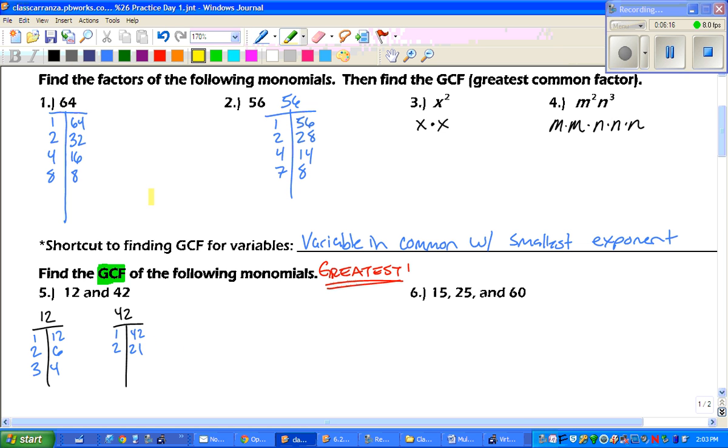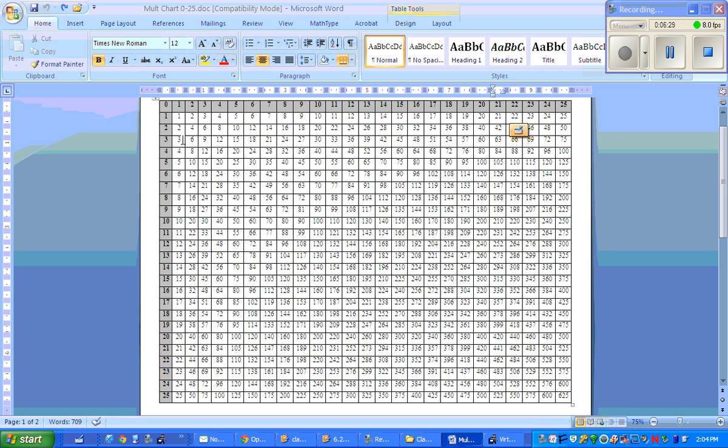And see, we can't stop right here and say, well, hey, Mr. Grice, 2 is a factor. Duh, but I want the greatest. We've got to keep going. Okay, does 3 go into it? Looking at 3 and 42, yep, 3 and 14.